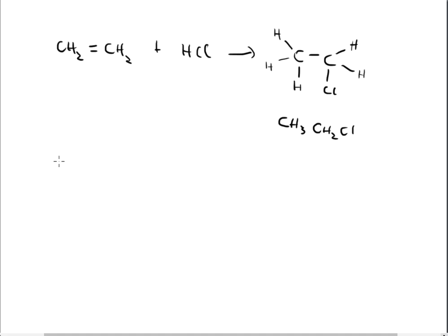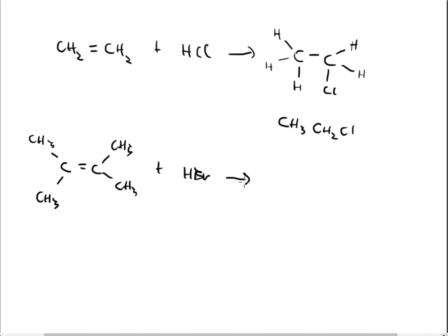Well, guess what, folks? It happens no matter how complicated the molecule is. So let's say that we have a carbon with two methyl groups and a double bond. And here we have a methyl group on top and a methyl group on the bottom as well. But this time, let's add HBr. Guess what? The steps are the same.